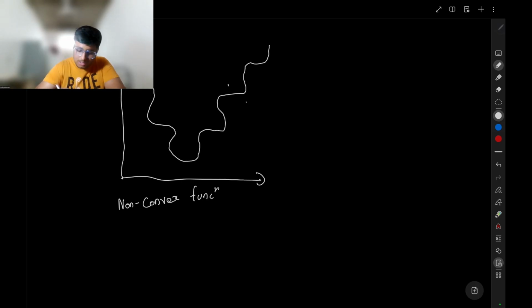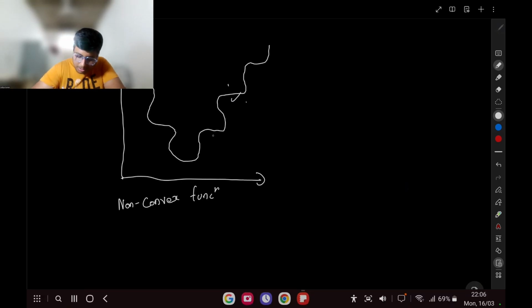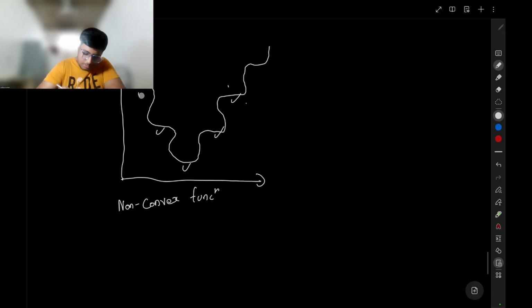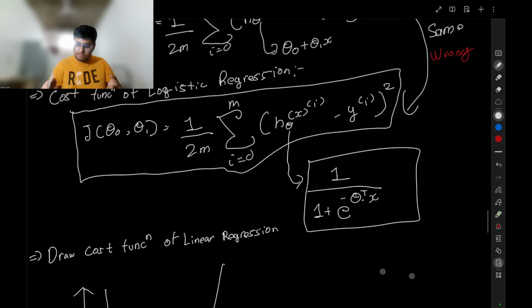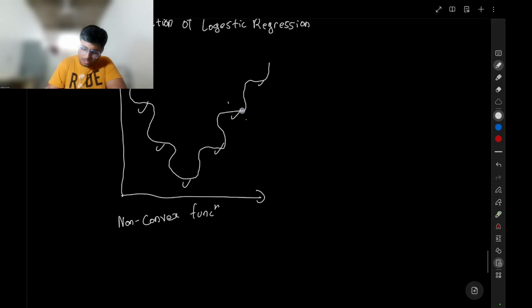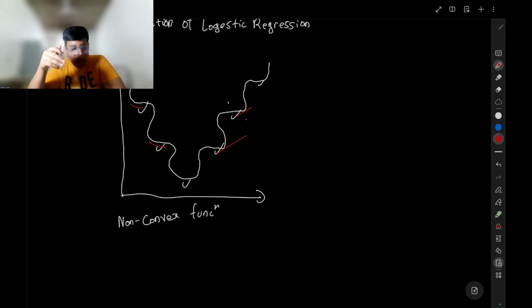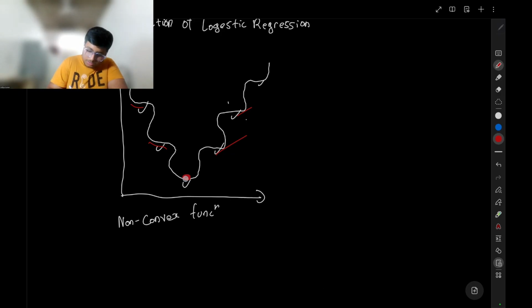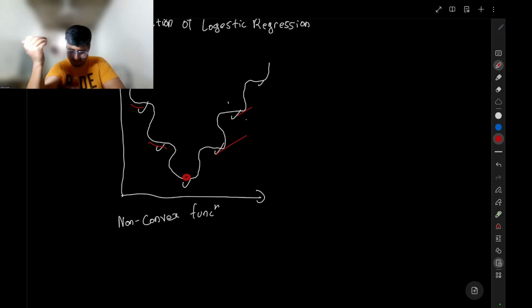Why is this a problem for us? Because here you can see there are a lot of local minima. So if we run the gradient descent algorithm on this type of cost function that we have written here, it will get stuck at a local minima. Let me change the ink for you. It can get stuck here, here, here, here. But we want our cost function to come to the global minima, which is very difficult or not possible with gradient descent.